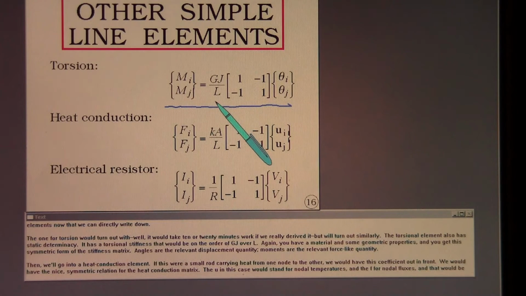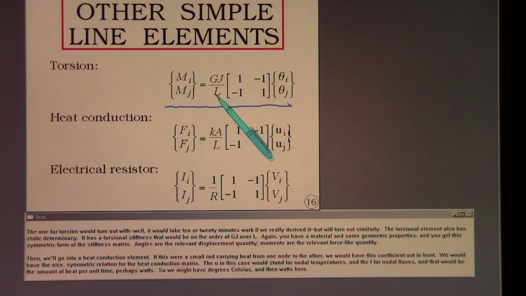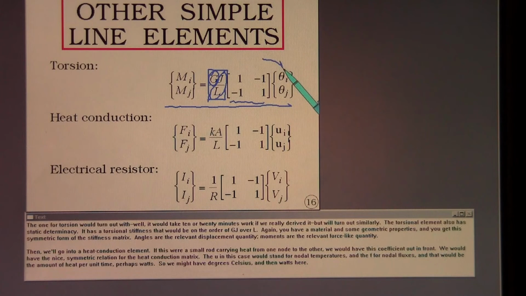The torsional element also has static determinacy. It has a torsional stiffness that would be on the order of GJ over L. Again, you have a material and some geometric properties, and you get this symmetric form of the stiffness matrix. Angles are the relevant displacement quantity. Moments are the relevant force-like quantity.